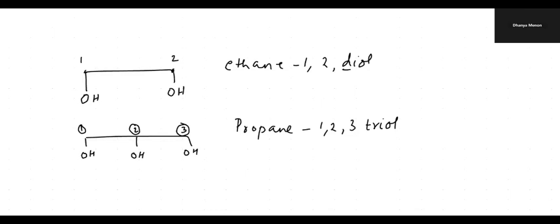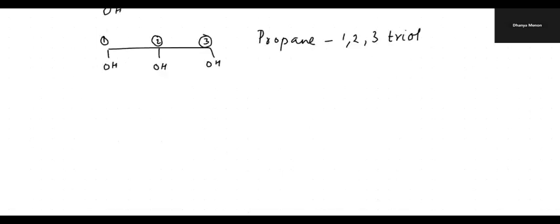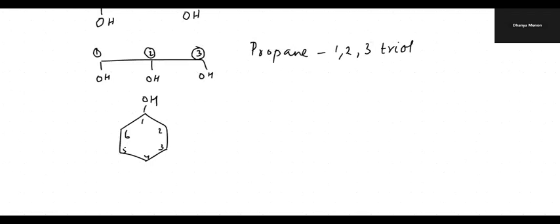The next one, we have a structure like this, OH. So definitely the numbering will be from here, 1, 2, 3, 4, 5, 6. This structure, it is a cyclo group, right?